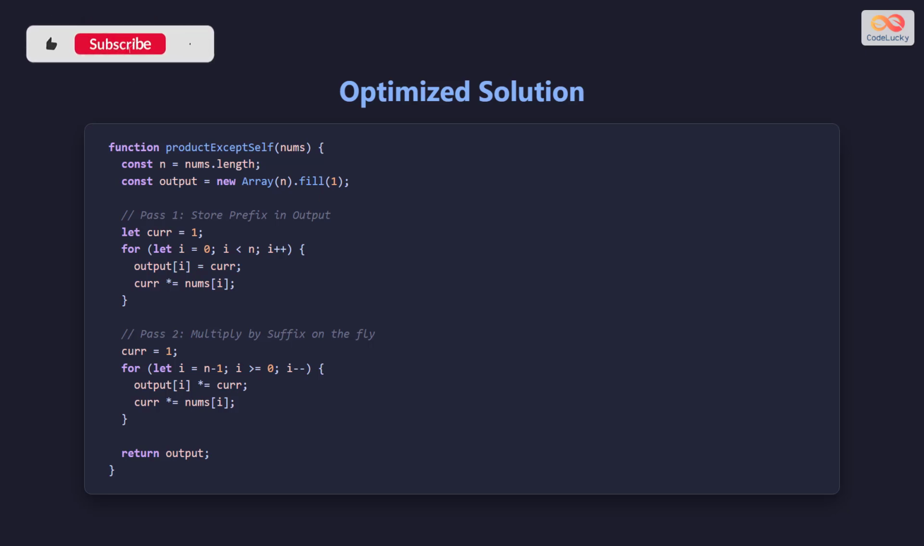Here is the optimized code. We create the output array and fill it with prefix products in the first pass. Then, we initialize a variable called current to 1. We loop backwards, multiplying the existing value in the output array by current, and then updating current by multiplying it with the input number. This achieves the same result in constant extra space.